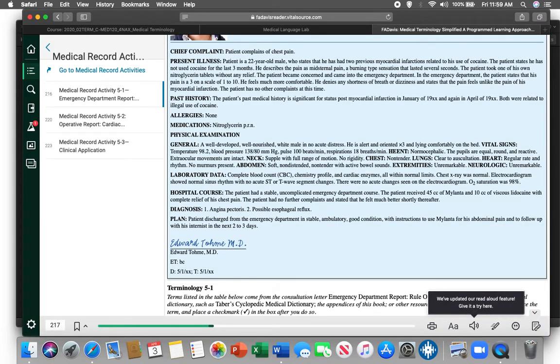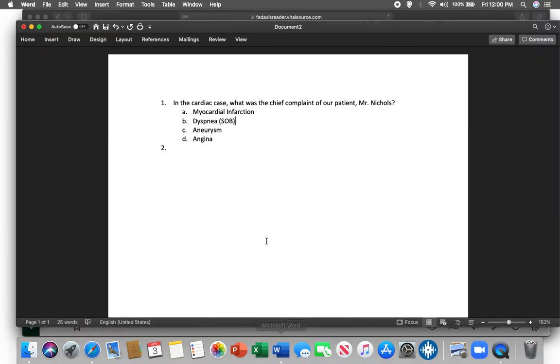Because that's the real test. No one's really going to ask you, what's the suffix of this word? Of course, we do that for academic purposes for this class, but ultimately, they're going to ask you questions from this. What labs did we perform? CBC means complete blood count. Chemistry profile means a whole bunch of chemistries, cardiac enzymes, and all of them were what? Within normal limits.